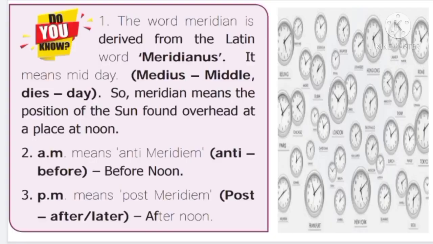Students, do you know the word meridian is derived from the Latin word meridianus? It means midday. Medius means middle, dies means day. So, meridian means the position of the sun found overhead at a place at noon. AM means antemeridian. Ante means before noon. PM means post meridian. Post means after or later, that is afternoon.